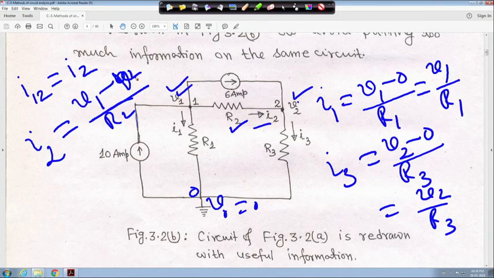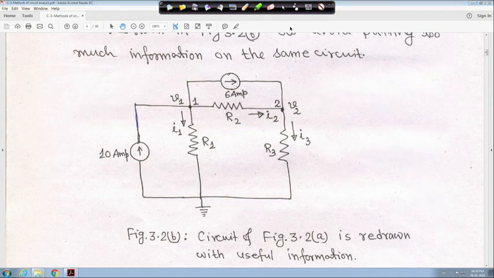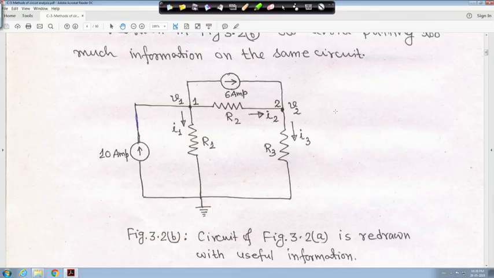This way, all the KCL equations I have written, after I replace the currents by the voltages, will give you simultaneous equations for the voltages. So, let me clean it. Hope these things are understandable to you, not a difficult one, a very simple one, and you can easily solve it.